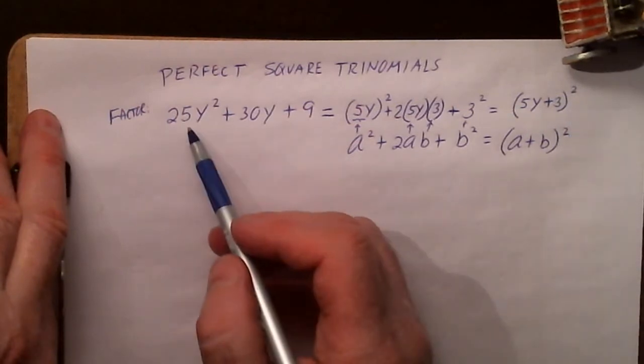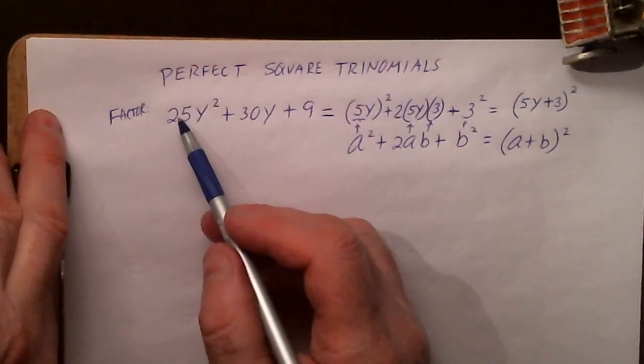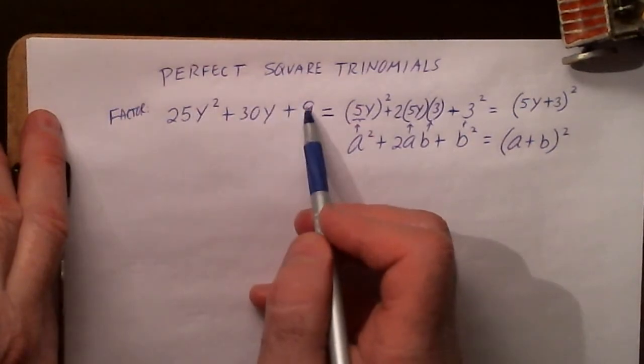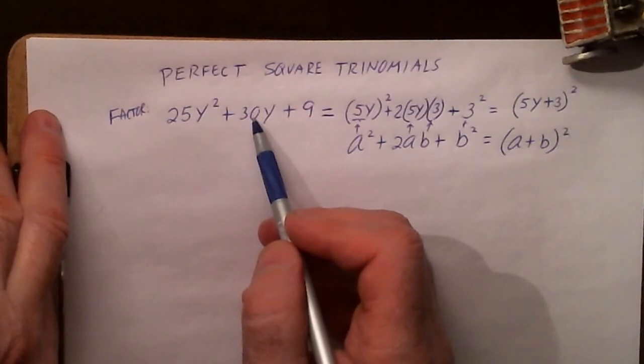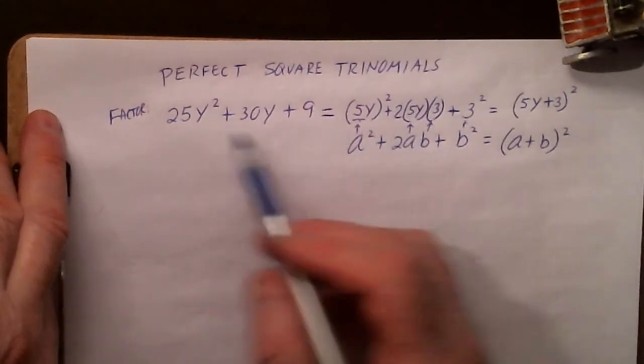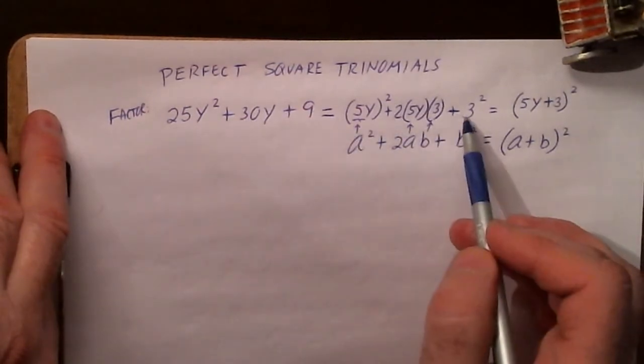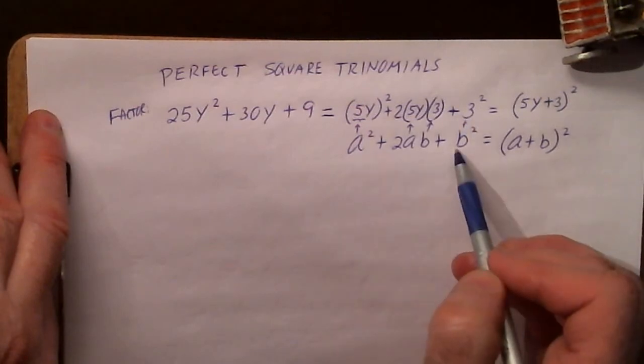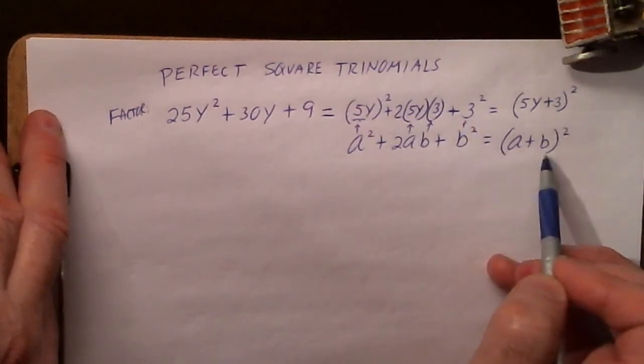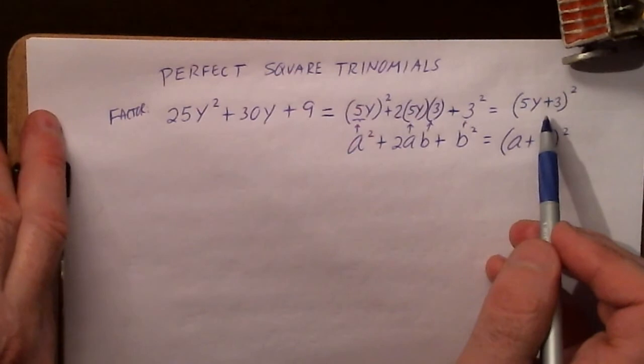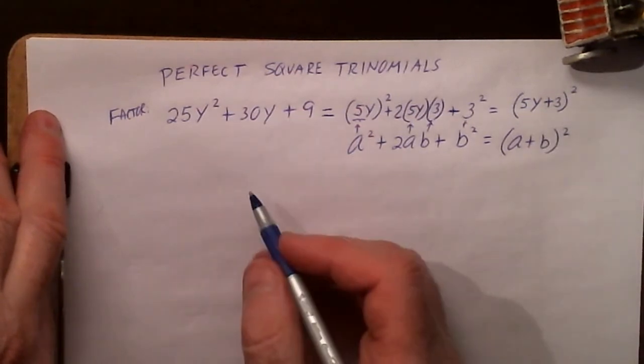Now, you could factor this using the grouping method, but you'd have to take 25 times 9, and that gives you, I believe, 225. And trying to find two factors of 225 that add up to 30 could take a while. For that reason, recognizing that this trinomial is a perfect square trinomial and knowing how to factor it gets us there a little bit quicker.